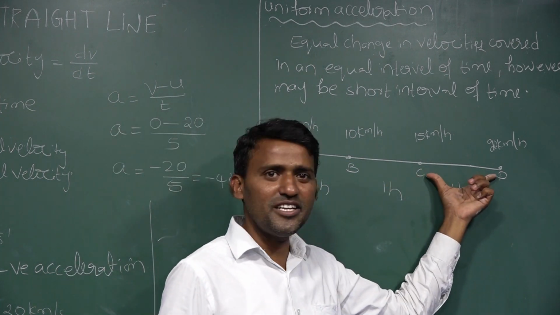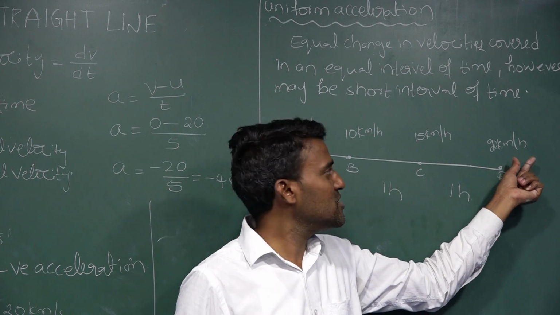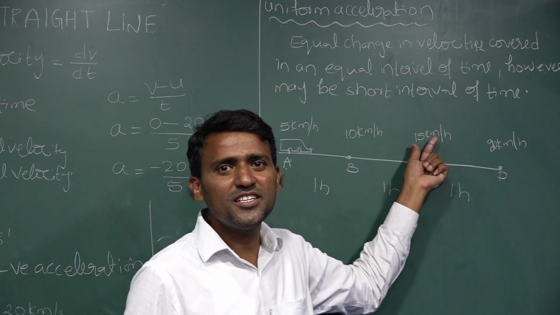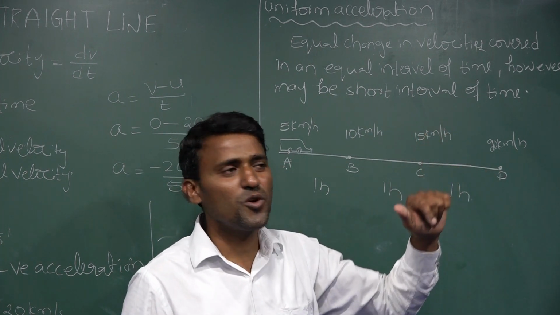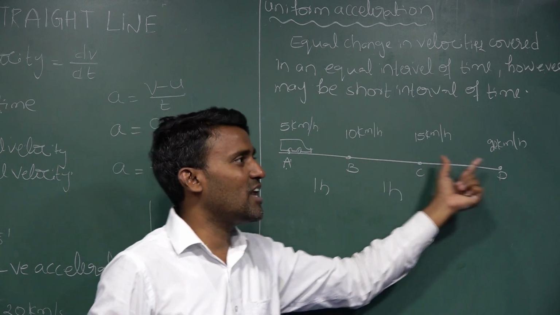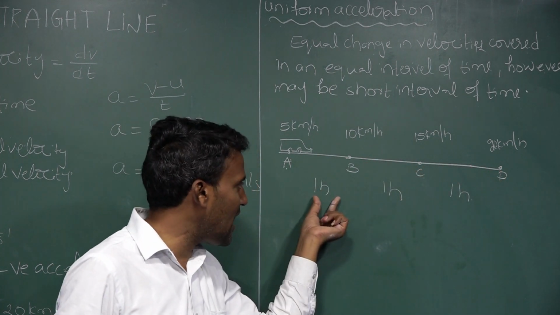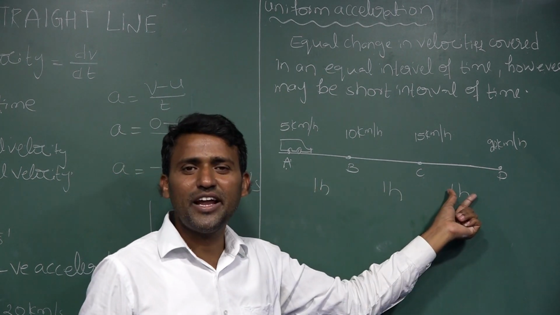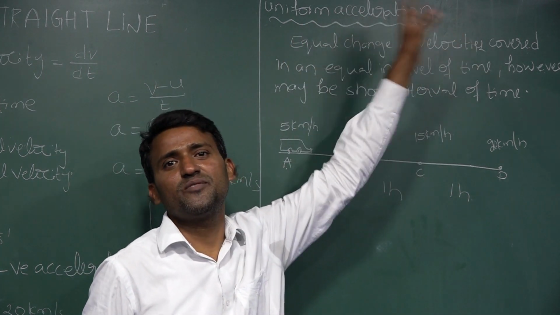Next, if you take the points C and D, C is the initial position and D is the final position. Here the final speed is 20 km per hour, and initial is 15 km per hour. 20 minus 15 is 5. So an equal change in velocities covered in an equal interval of time is called uniform acceleration.